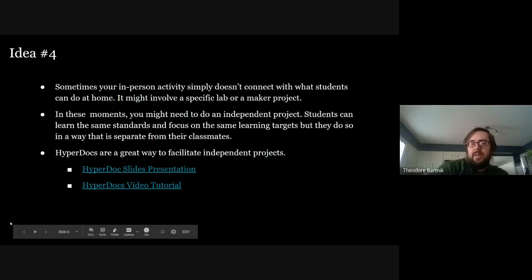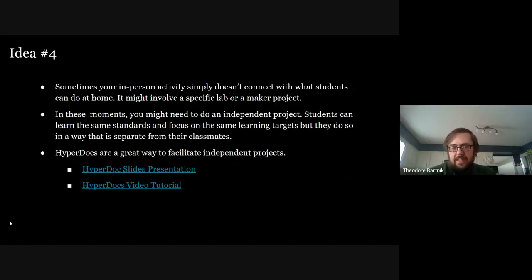So as you were talking about idea number 4 here, where it's involving a specific lab or maker project, instantly my head went to Genius Hour or passion projects. So even if you set up your classroom in this blended environment where one group is working on that direct instruction, that lesson that you're trying to focus on, you can have the other group working on a completely separate project that may not even be related to the lesson of that day.